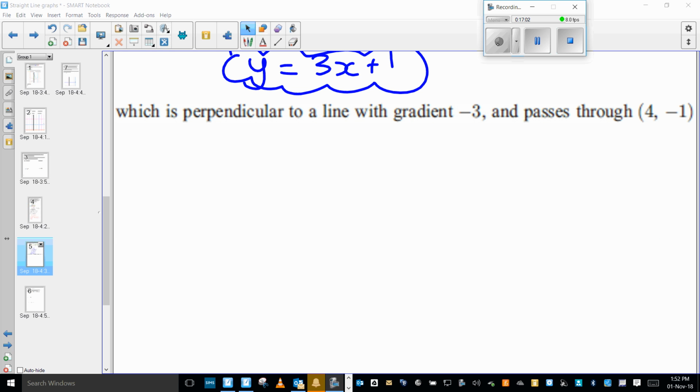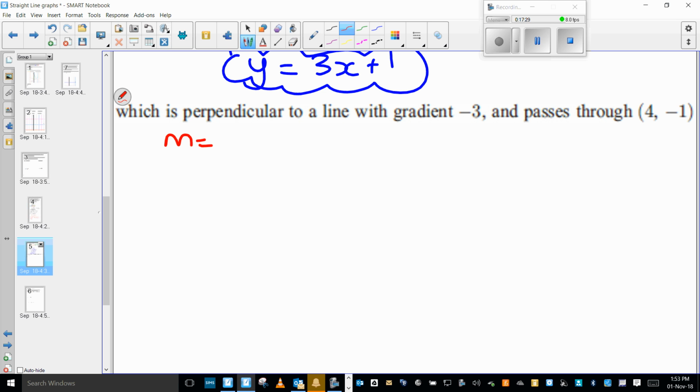Right. Now we need to find one that's perpendicular to a line with gradient -3. So, if I know my gradient is, how do I know what my gradient will be? There's a specific word. Reciprocal! Almost. Negative reciprocal. It's negative reciprocal.